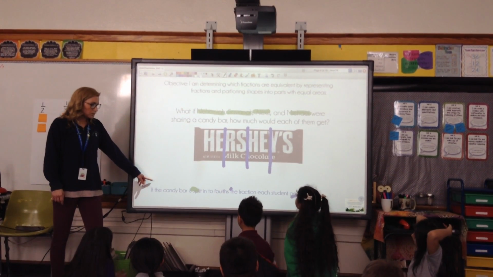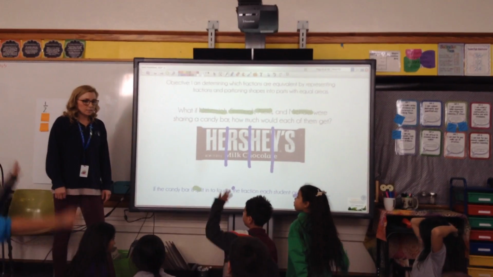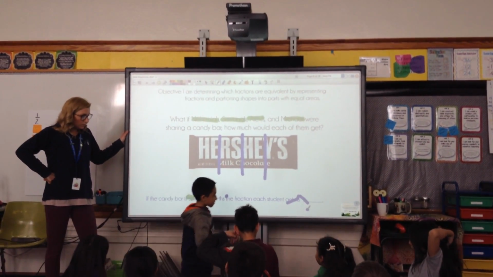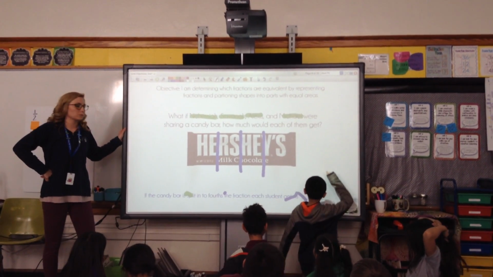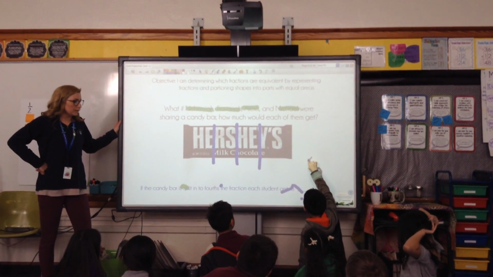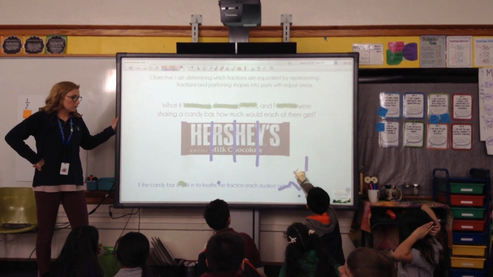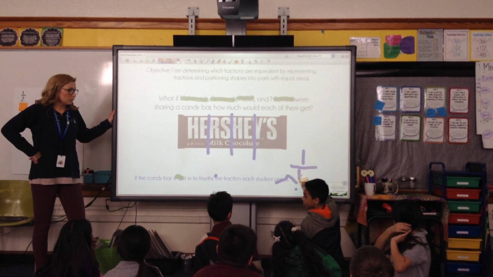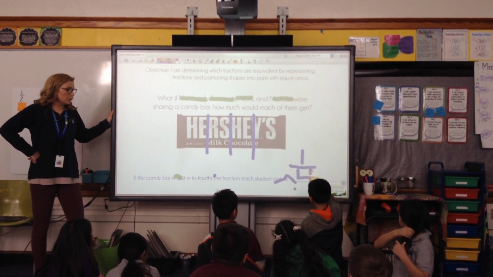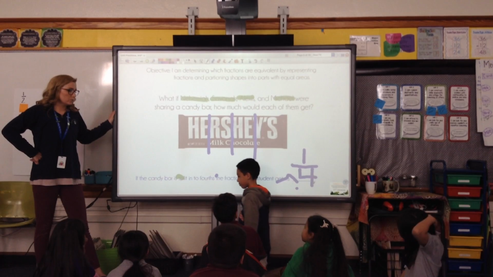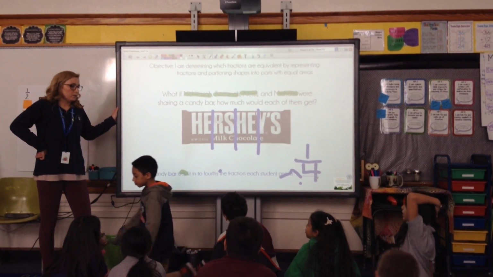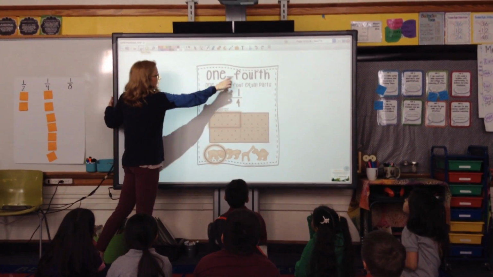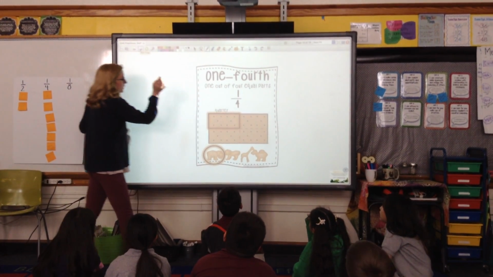So if the candy bar is split into 4s, who wants to finish the sentence down? The fraction each student gets is what? Guys, let them do it. What fraction is that? 1/4. Right. So this is 1/4. Again, that's how you spell it, the number and a picture.